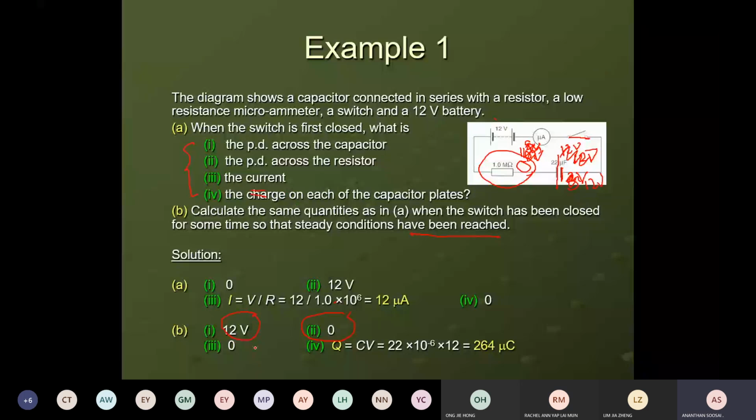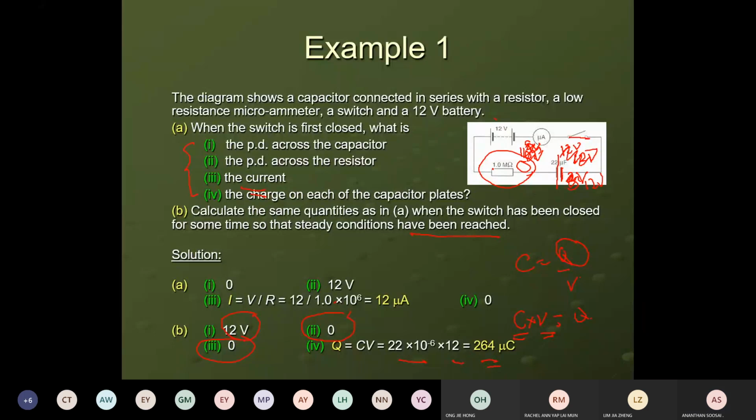For C, definitely the current is going to drop to 0. No current anymore because the total EMF is 0. Then D, what is the charge on each capacitor plate? So the new formula you learn here: C equals Q over V, so Q equals CV. The capacitance times the voltage across the capacitor determines how much charge is stored. C is 22 times 10 to the power of negative 6, and V is 12. So you get 264 microcoulomb, the amount of charge stored in the capacitor.